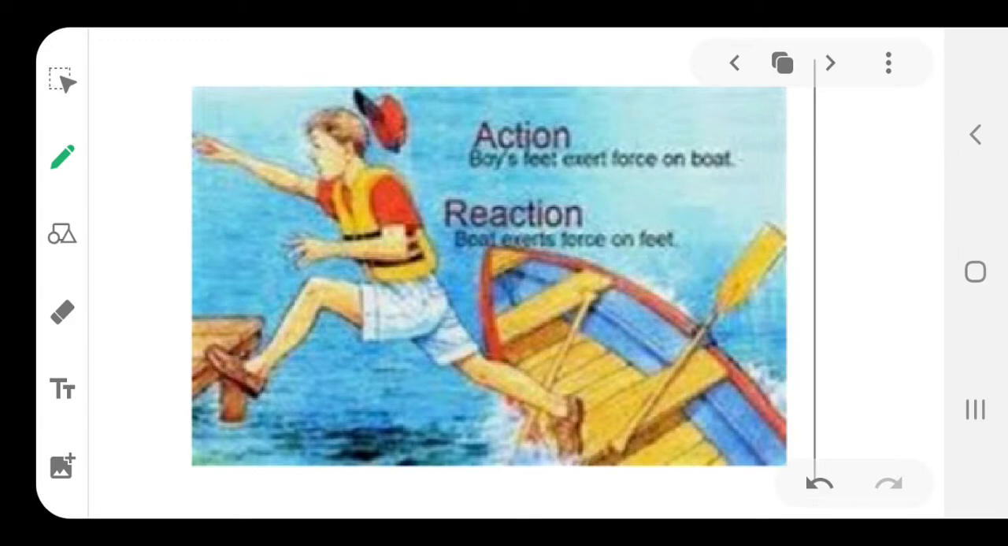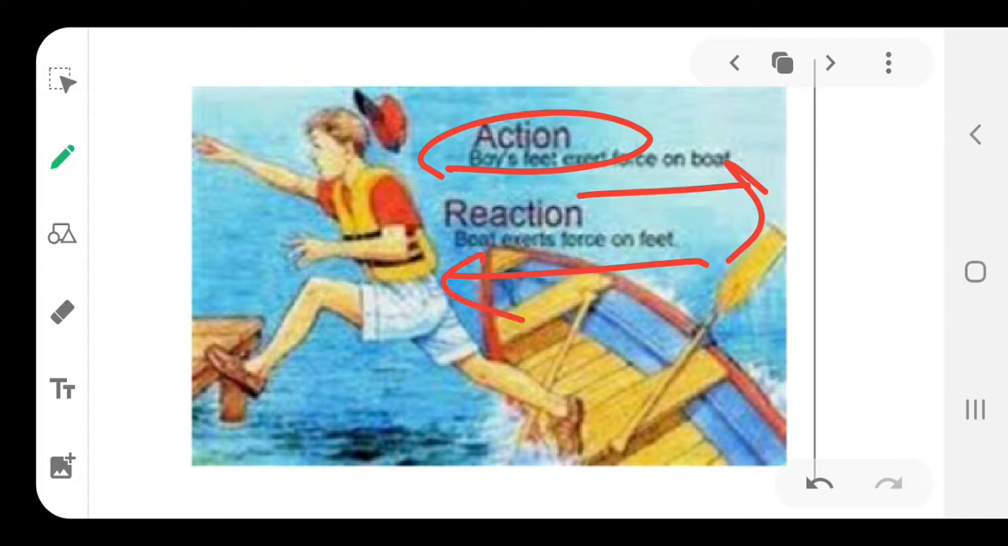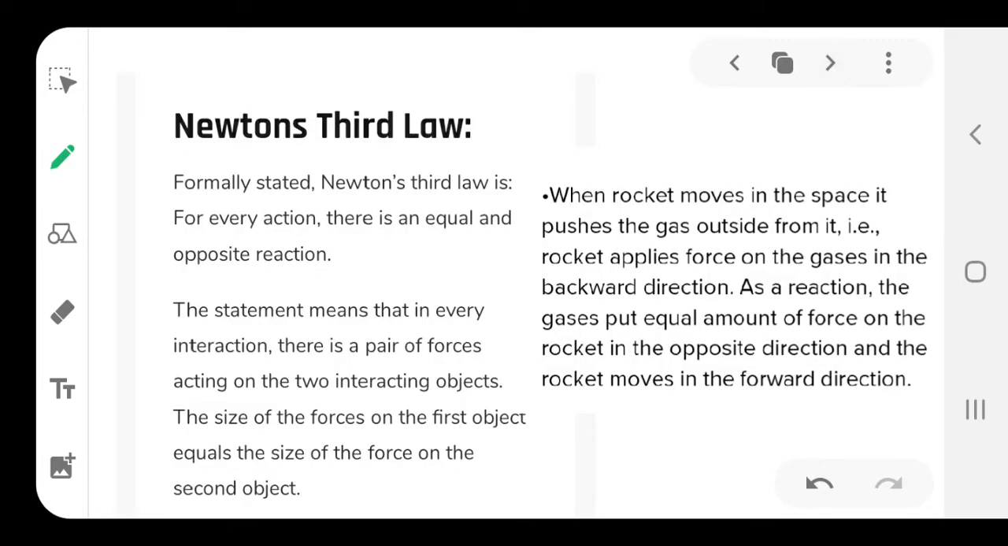The same is the case you can see here when the boy is jumping from the boat. So what is the action? The boy's feet exert force on the boat, and what is the reaction? The boat exerts force on the boy. So in both cases action and reaction are taking place. That is what Newton spoke of.